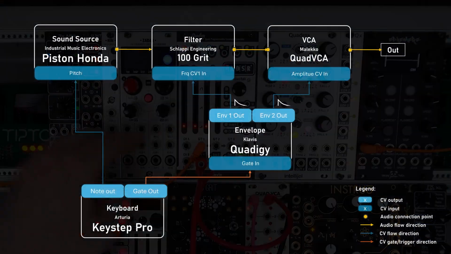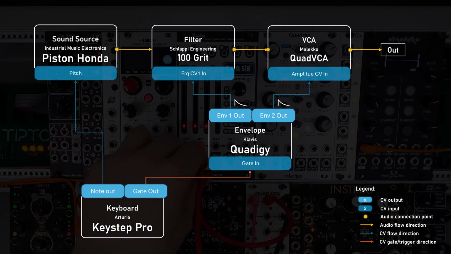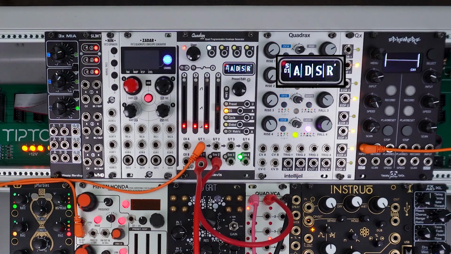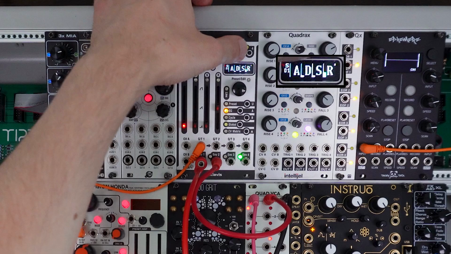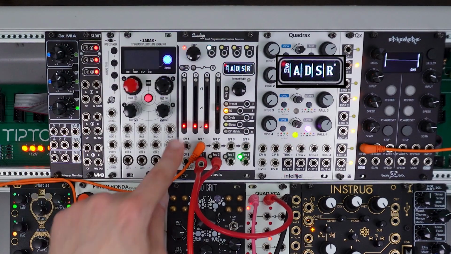Alright, so I've set up a basic subtractive patch with an oscillator voice going into a filter, into a VCA, and we're using Quadigy envelope 1 to control the filter and envelope 2 to control the VCA. Controlling the Quadigy is quite straightforward. With the buttons at the top, we can select which envelope we want to control. And then we use the sliders to change various parameters on the Quadigy.